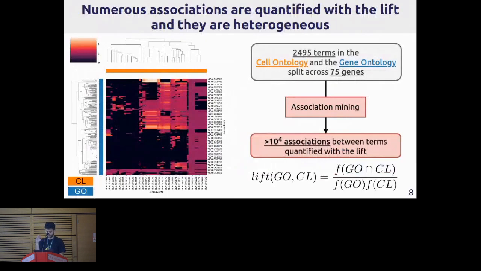So the first step here is to look at the cluster map on the left. On this cluster map, every row in blue is a biological process, and every column in orange is a cell type, and the color of the cluster map corresponds to the lift value. So the lighter the color is, the higher the association between this biological process term and the cell type term. And here you can see real quick that there is variability in these associations, but there are some patterns that can be seen. And after this step, we end up with more than 10,000 associations.